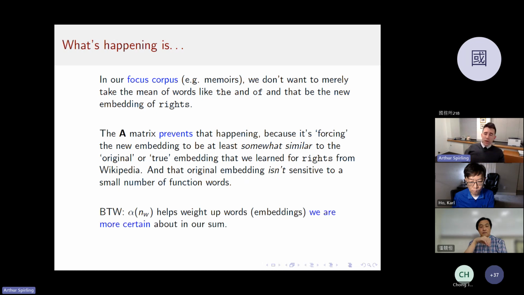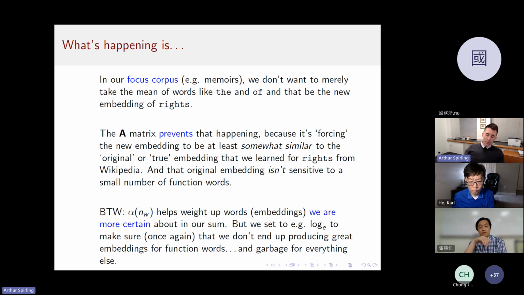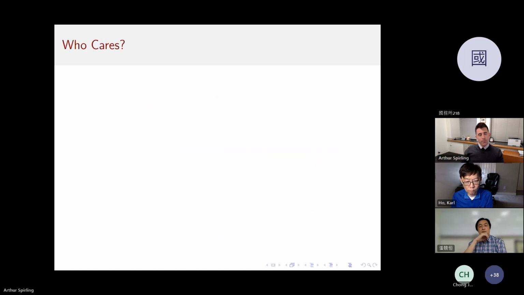There's also some other stuff going on in that equation, which I didn't mention. So what we're doing also is we're weighting up certain words where we're more certain, but we also log it. So that avoids situations where we end up producing great embeddings for function words and bad embeddings elsewhere. That's something that you can change, but I wanted to just focus on A to give a sense of the intuition about what's going on in this kind of fundamental equation.